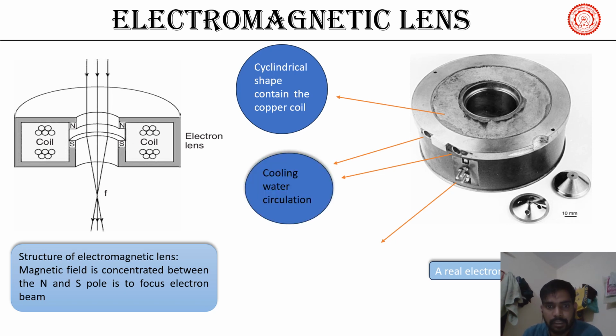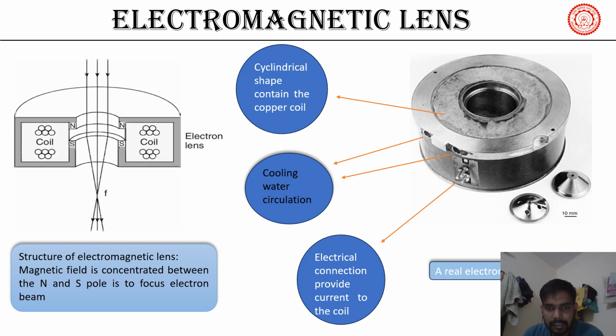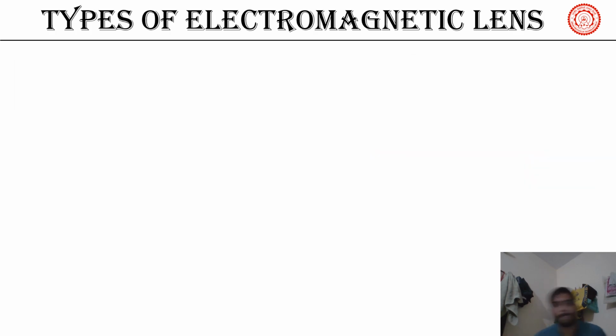The second is these two holes, which are related to the cooling water system. When we give current and the magnetic field is generated, the consequence is that the electromagnetic lens gets heated. To maintain the temperature of the electromagnetic lens, we have the cooling water system. Through one hole the water is the inlet, and from the second hole the water is the outlet. And last, this electric connection provides current to the coil.